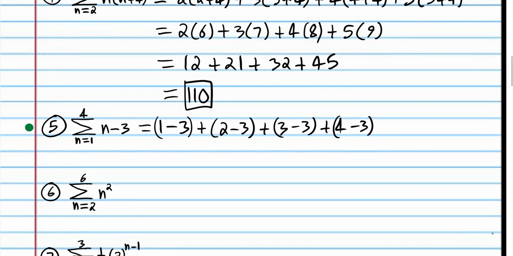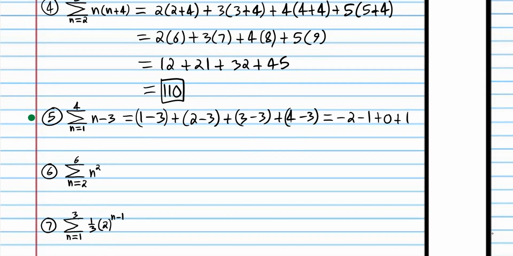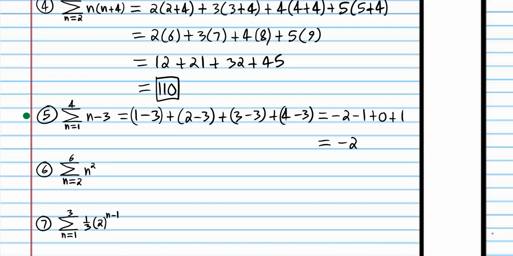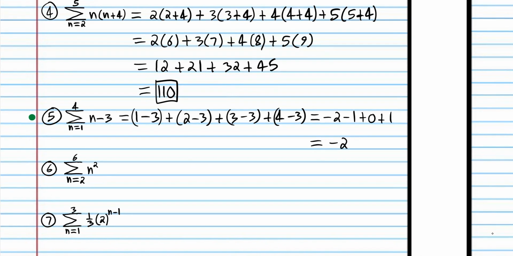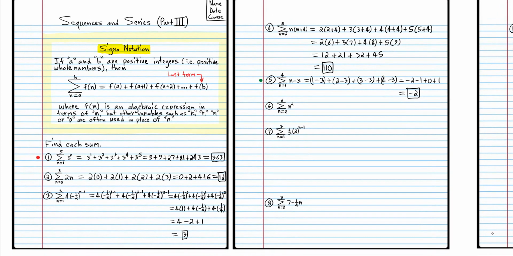So now let's add these together. So we have negative 2 minus 1 plus 0 plus 1, and that is equal to negative 2. If you got that right, excellent. Go ahead and try number 6, and when you come back, we'll do it together.